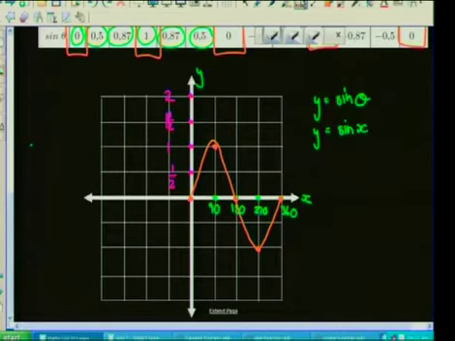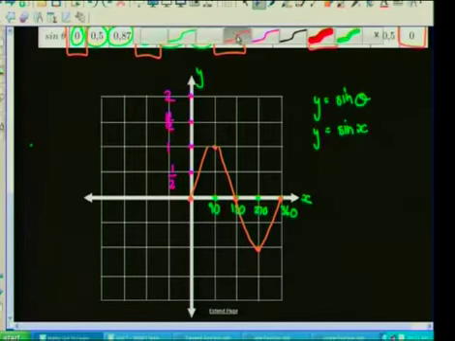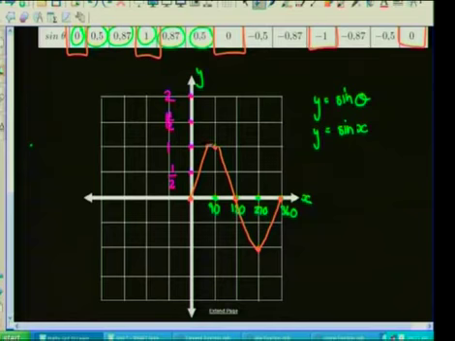I'm just going to edit slightly over here because I'm not too happy with that. Okay, I wanted to go through that point there. Okay, right, and that gives us our shape. That is the shape for the sine graph. We're going to have a look at more details there.